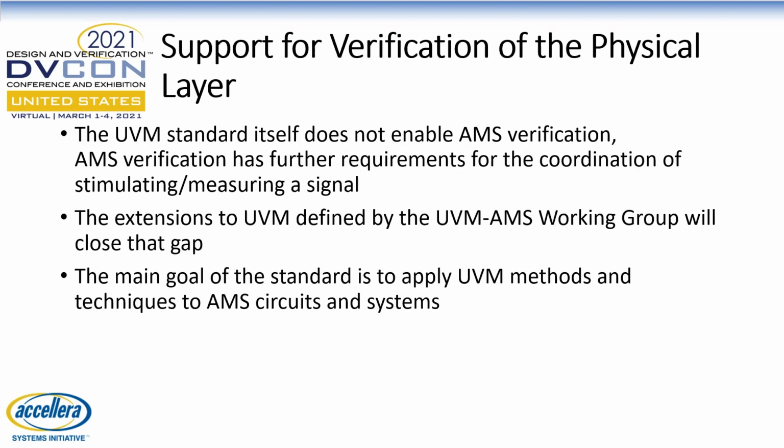The first and most important capability of UVM for AMS is the support for verification of the physical layer. The UVM standard itself does not enable AMS verification. AMS verification has further requirements for the coordination of stimulating and measuring a signal with respect to digital verification. For example, an analog signal can have any wave shape. This wave shape needs to be specified. Also, the start of a measurement needs to be triggered. The extensions to UVM defined by the UVM-AMS Working Group will close that gap. The main goal of the standard is to apply UVM methods and techniques to AMS circuits and systems.